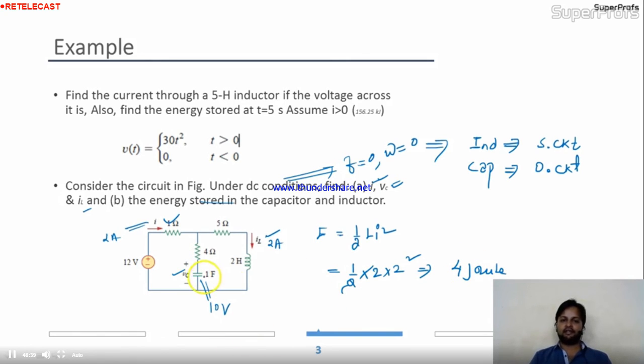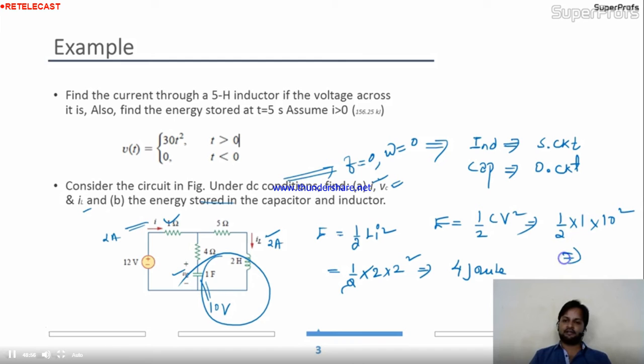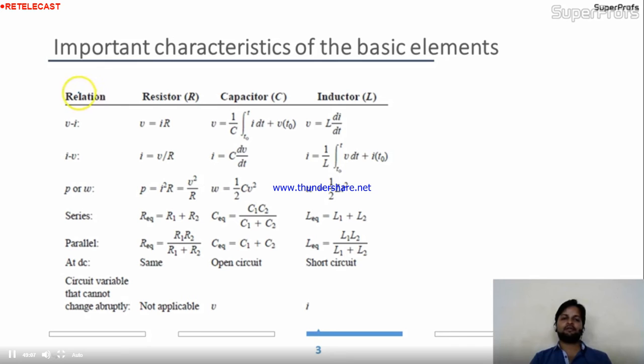Is it okay? Now come to the VC. The energy is nothing but half CV square, the energy stored in the capacitor. 1 by 2 into 1 Farad into, what is the V? V you calculated. So this is nothing but 50 joule. Is it okay to you? So this is all about these two problems. Okay. Now come to the important characteristics of the basic elements.